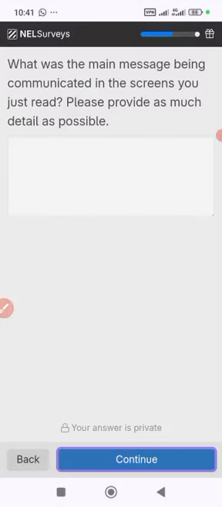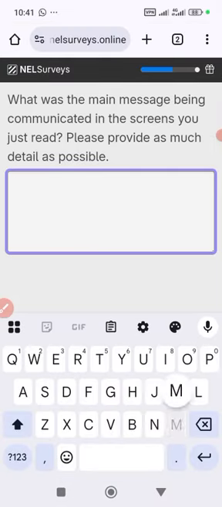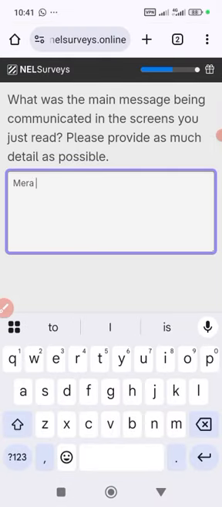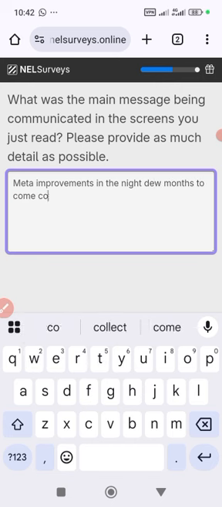So, what was the main message being communicated in the screen you just read? Yes, I glanced through it sharply. What I saw there is about Meta. It is about Meta improvements in the next few months to come.